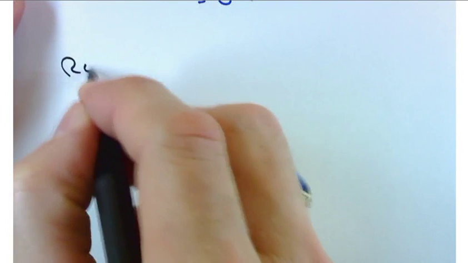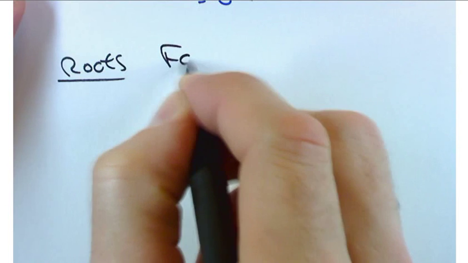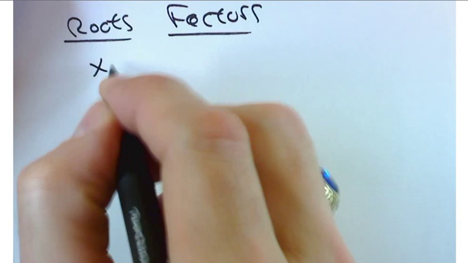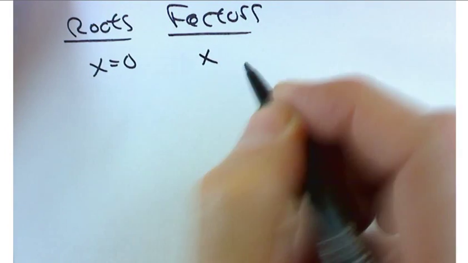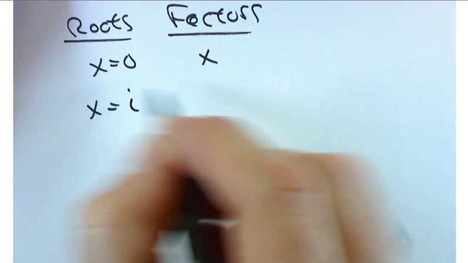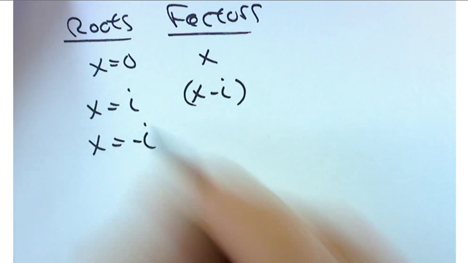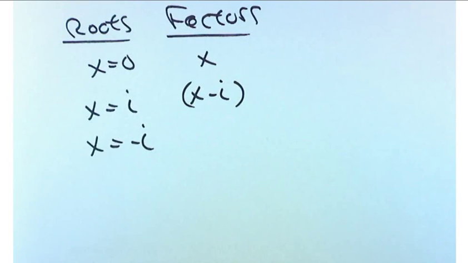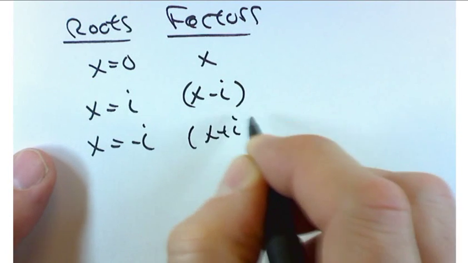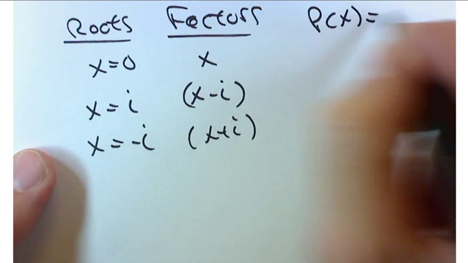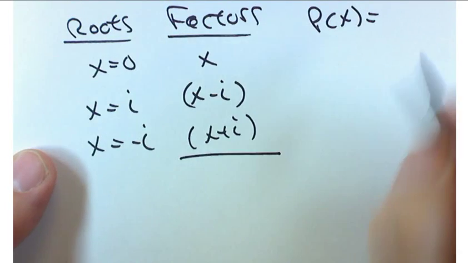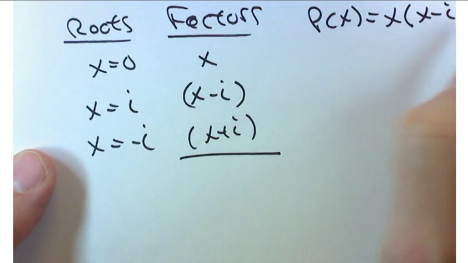Let's take a look overall at our roots and our factors. So we've got a root at x equals 0. Its factor is just x. If I have a root at i, its factor is x minus i. If I have a root at negative i, what's its factor? Good, x plus i. So if I want the polynomial p of x, I'm just going to multiply together all three of these factors. It's going to be x times x minus i times x plus i.